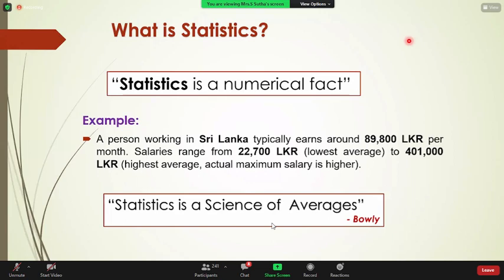What I asked, did you understand my question? I asked to identify the statistics mentioned in the given example. A person working in Sri Lanka typically earns around 89,800 Lankan rupees per month. Salaries range from this to that. From this scenario, I am asking to identify the statistics.